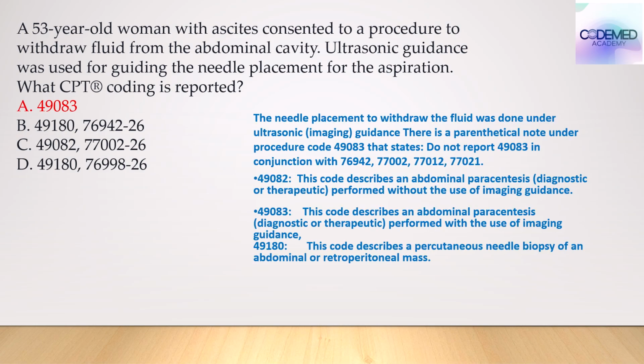Now let us collect our data. What has happened is the patient is having ascites. Ascites means the collection of fluid. Abnormal collection of fluid in the abdominal cavity is called ascites. And what they have done is they have used a procedure to withdraw the fluid from the abdominal cavity, which is called abdominocentesis, or the other word is paracentesis. And they have used ultrasound guidance.